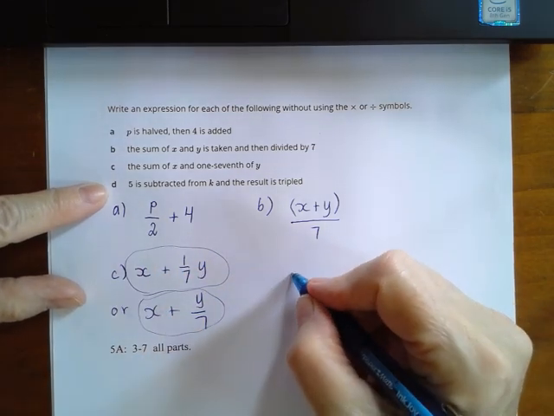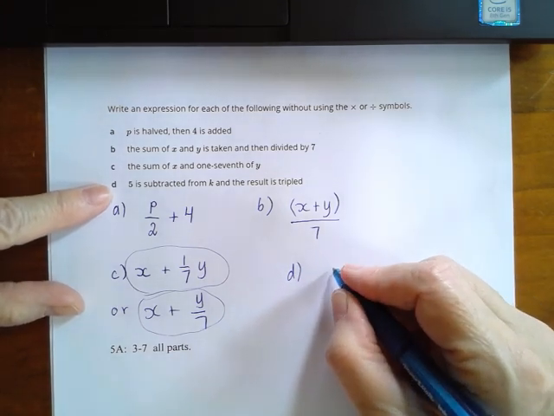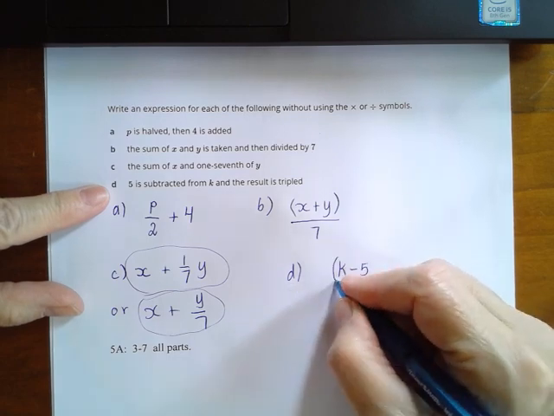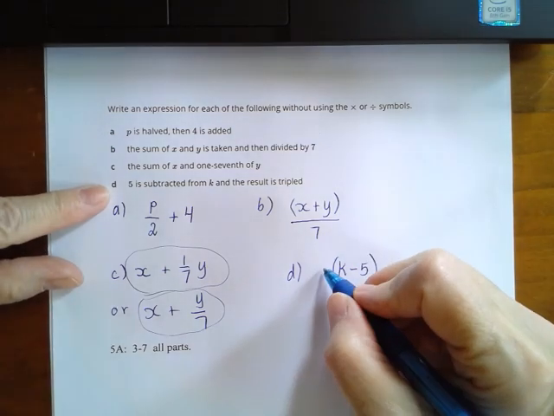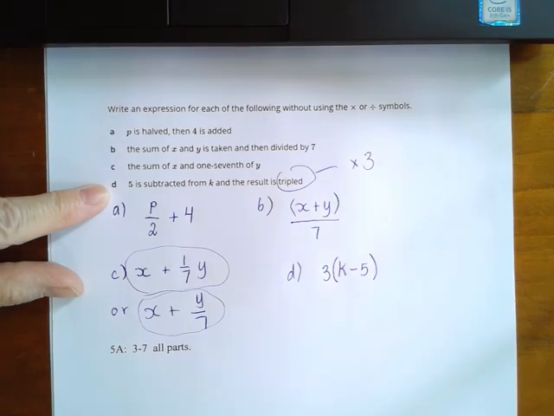5 is subtracted from k, and the result is tripled. 5 is subtracted from k, and the result, that tells me to use the brackets, is tripled. Tripled means multiplied by 3. Okay, I love it.